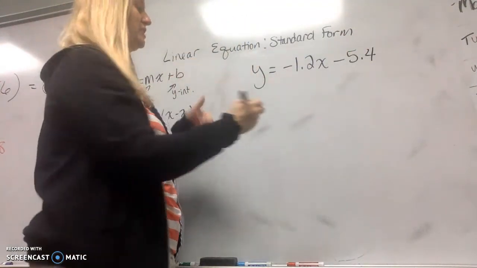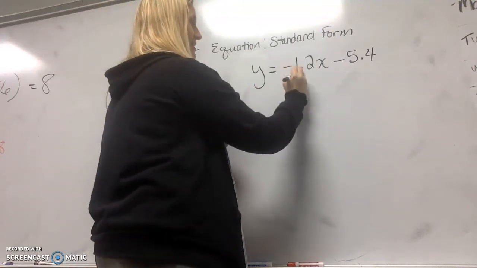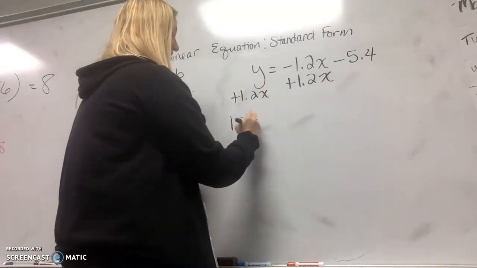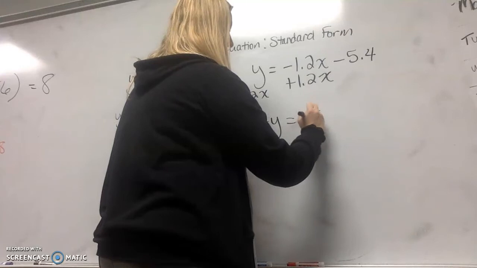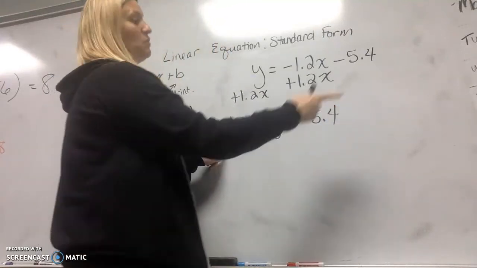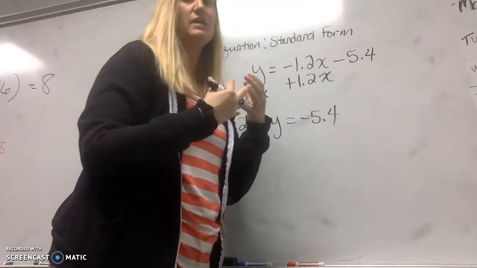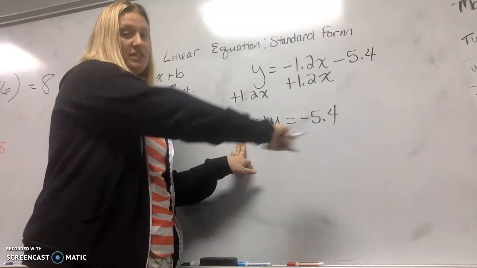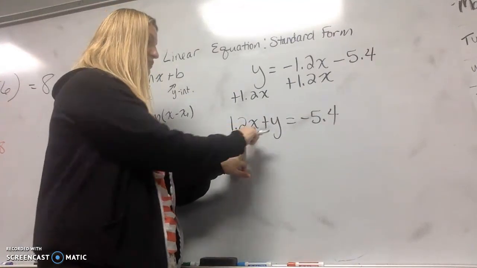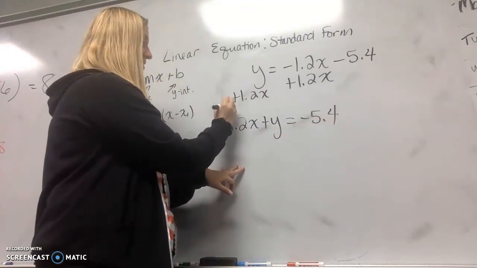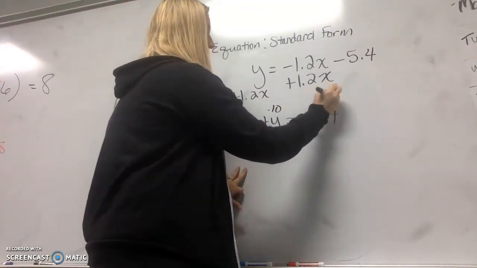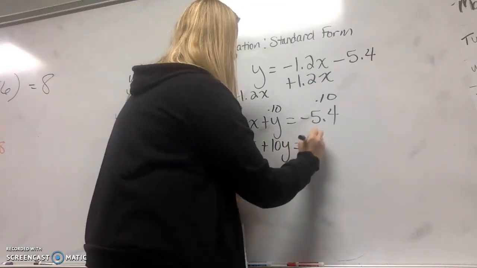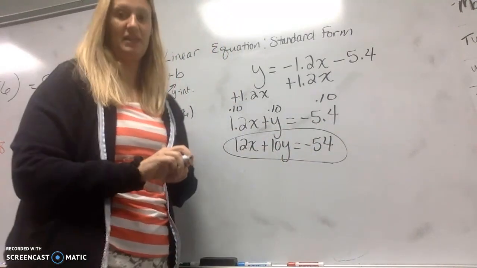Okay, so again, the first thing I want to do is move my x term over. So because that's negative, I'm going to add 1.2x. So now I have 1.2x plus y equals -5.4. So I have Ax plus By equals C. So that part is correct. However, we can't have decimals. A is positive, so I'm good there. I don't have to worry about that, but I do need to get rid of the decimal. So because we want to move the decimal point over one place, we want to multiply by 10. But I need to multiply everything by 10. So this becomes 12x plus 10y equals -54, and I would be in proper standard form.